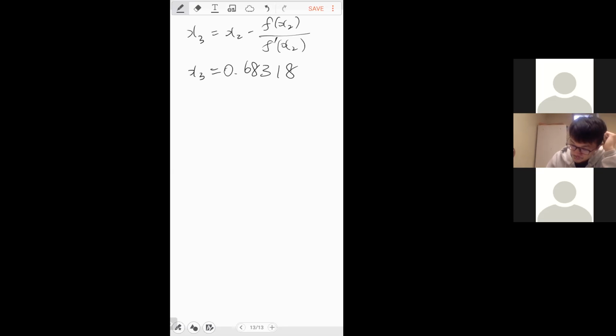And doing this over and over again, you get that x4 is 0.682328. And using x4, you can compute x5, which is 0.68232781, I think.